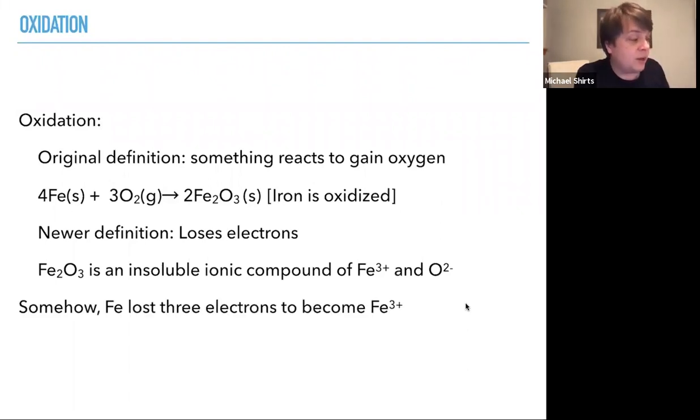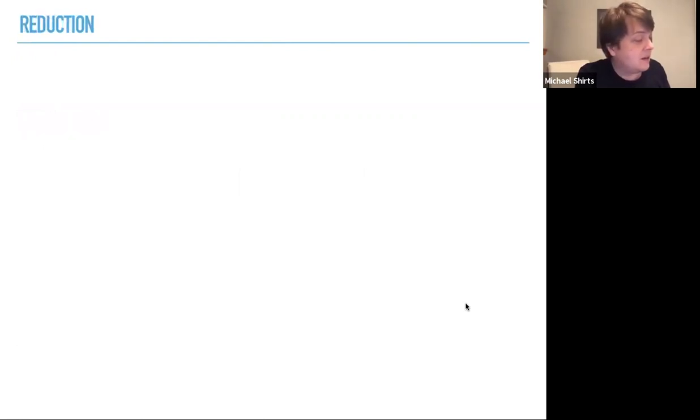Fe2O3 is an insoluble ionic compound of Fe3+ and O2-. So somehow iron lost 3 electrons in order to become the iron 3+ ion. So in this case, the iron is oxidized, it has lost electrons. So oxidation is the loss of electrons.